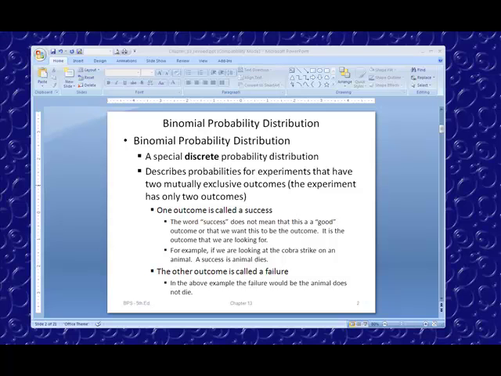The experiment, again, has only two outcomes. One is going to be called a success, the other is a failure. Now, the word success does not necessarily mean something that's good, it's just what we're looking for in the problem. So, for example, if we're looking at a cobra strike on an animal, a success that we could be studying would be that the animal dies. The failure in this would be that the animal does not die.